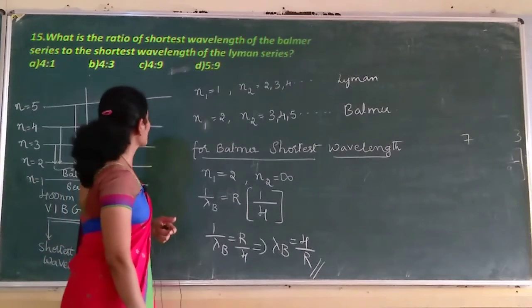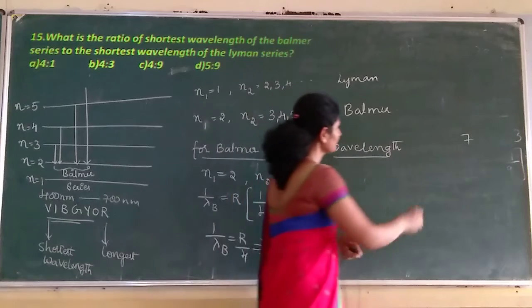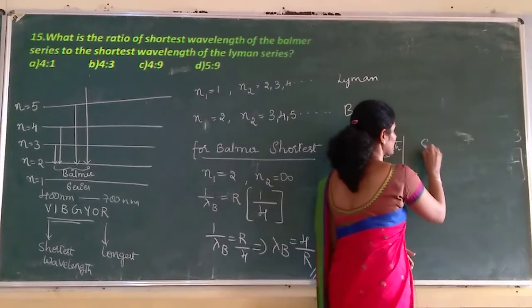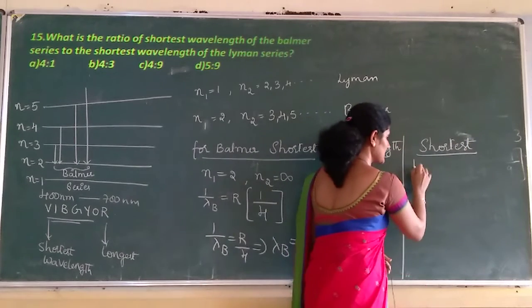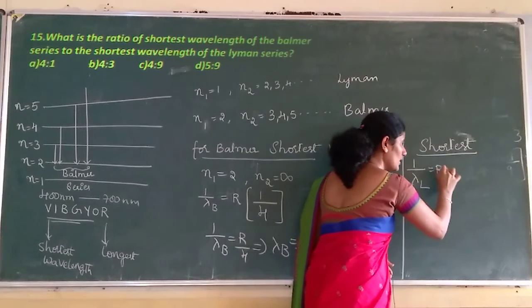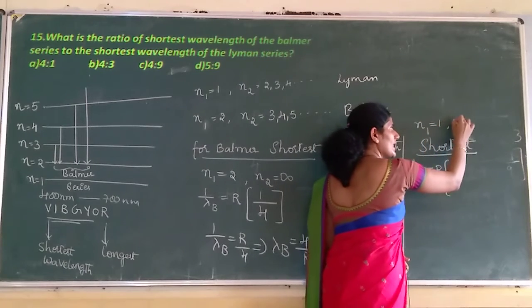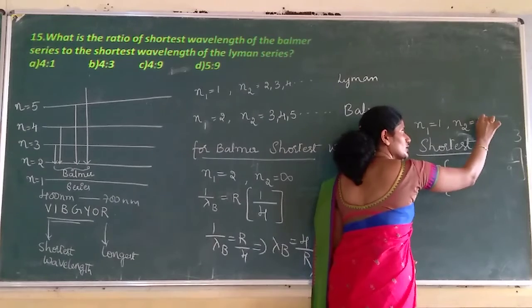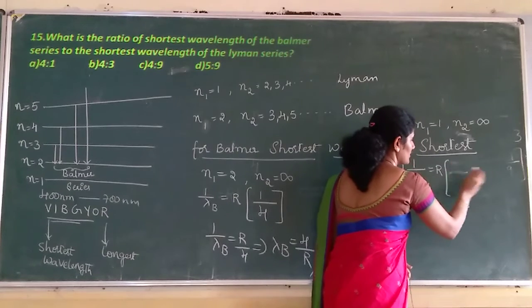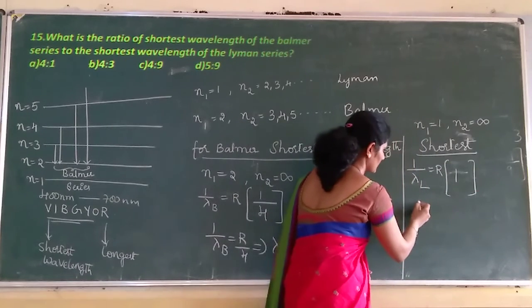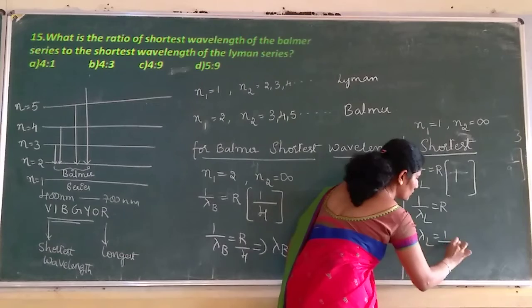Similarly, shortest wavelength of Lyman series. For the shortest wavelength, 1 by lambda L is equal to R into, N1 is equal to 1, and N2 is equal to infinity here also, R into 1 by 1 square, so 1 minus 0. So 1 by lambda L is equal to R, so lambda L is equal to 1 by R.